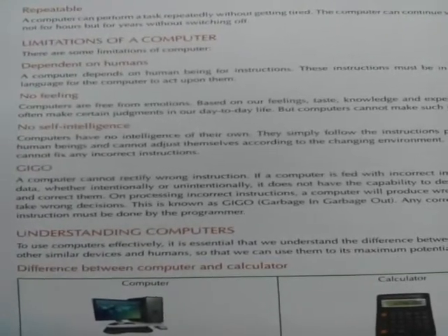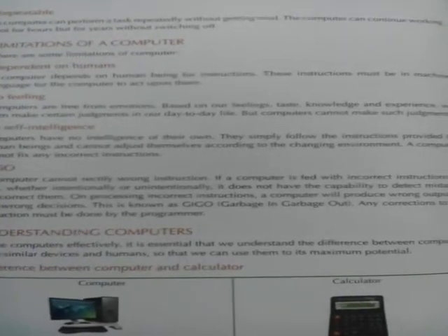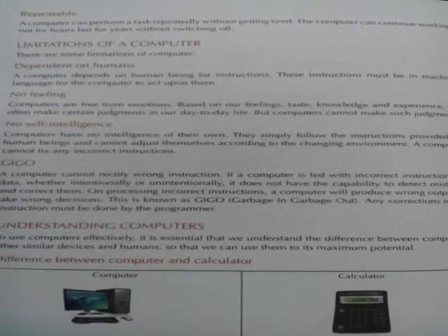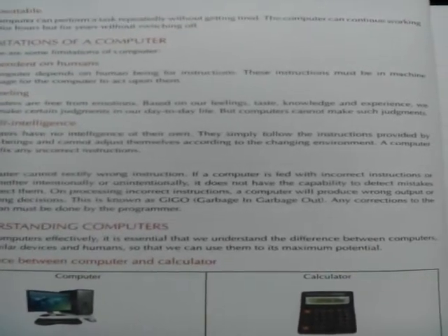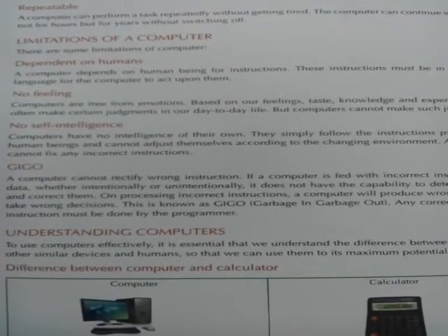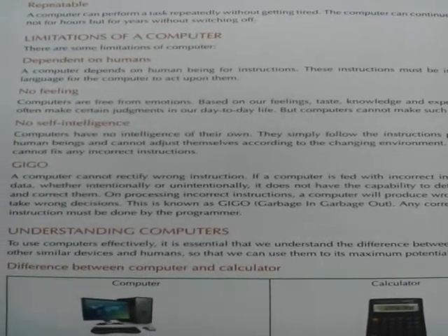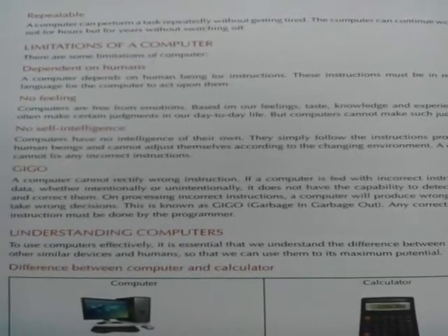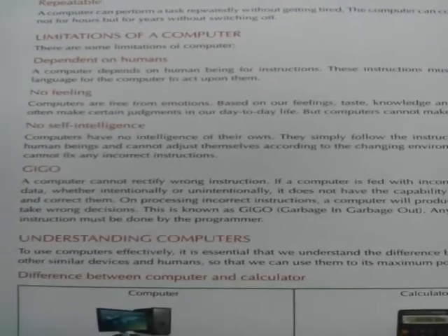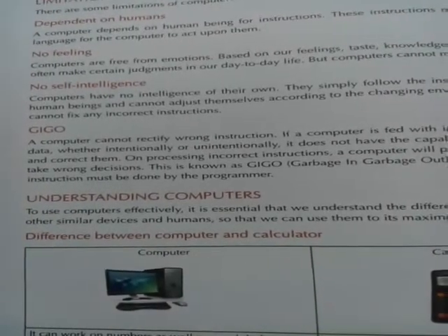Next we have no self-intelligence. It has no IQ, and it simply follows the instructions provided by the user and cannot adjust according to changing environments, and is not capable of thinking. Once it is programmed and a set of instructions is given by the user, it is going to work only on those instructions. Next point we have GIGO, means garbage in, garbage out.